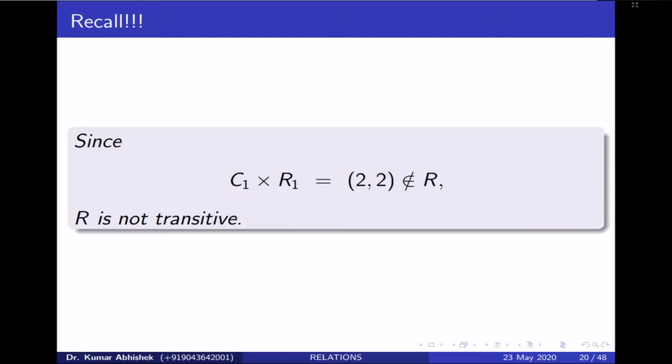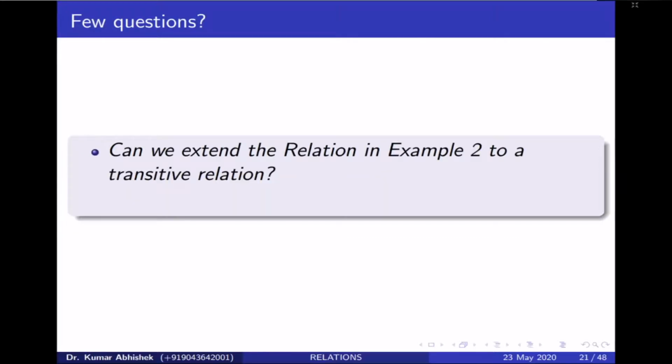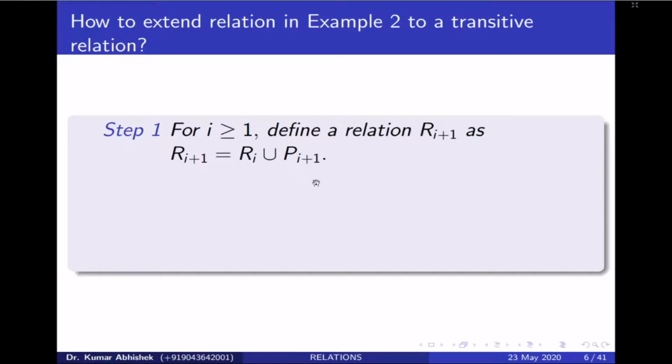So the basic question here is: can we extend the relation in example 2 to a transitive relation, and if yes, how? If a relation R is not transitive, then it can be extended to a transitive relation by means of Warshall's algorithm. But before we actually describe what Warshall's algorithm is, we will just see the steps with the computational aspect of it. At the end of the lecture, we will be summarizing these steps in a much more compact form. But as of now, we are detailing the steps of Warshall's algorithm.